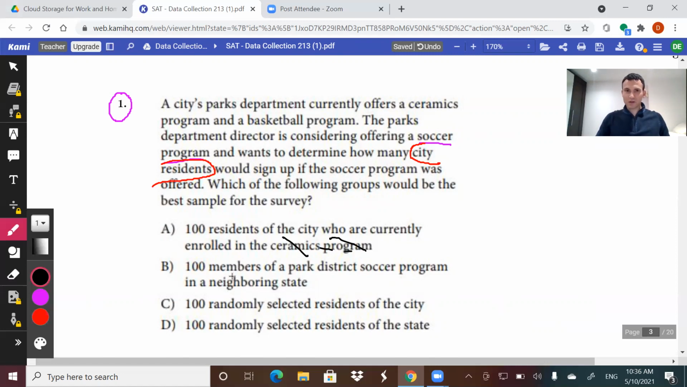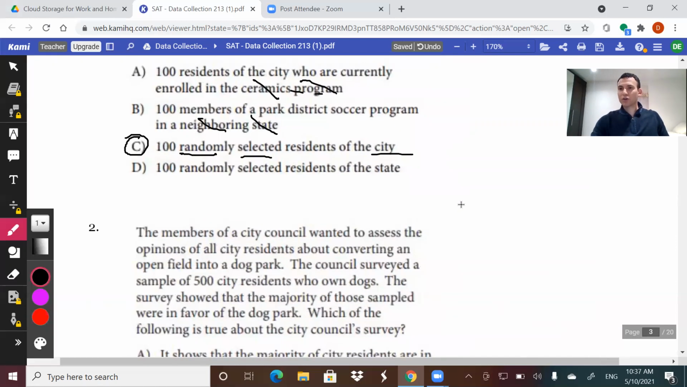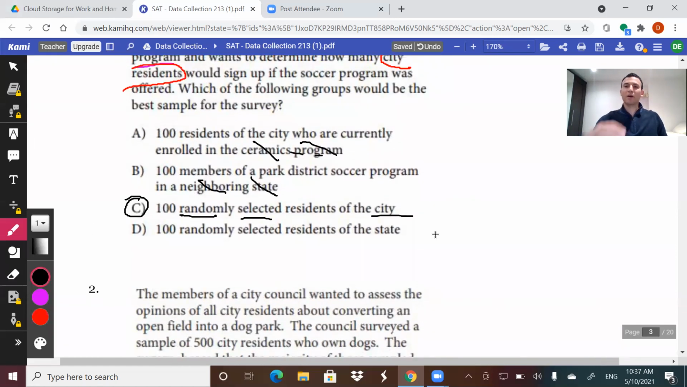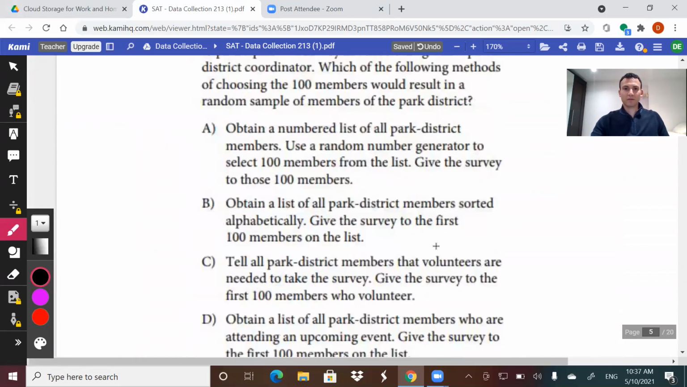All right, so neighboring state, whoa. No way you want to look at a neighboring state if you're just trying to understand your city. You need to be sampling people from your city. 100 randomly selected residents from the city, 100 randomly selected residents from the state. So we want randomly selected residents from the city. 100 randomly selected residents from the city will best reflect what the members of the city would think as a whole. The state could totally change things because people in the state could come from other cities with other opinions. So it just wouldn't best reflect that city.